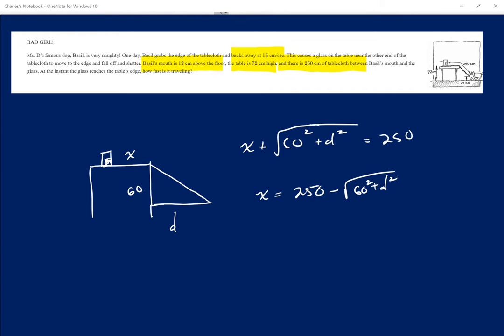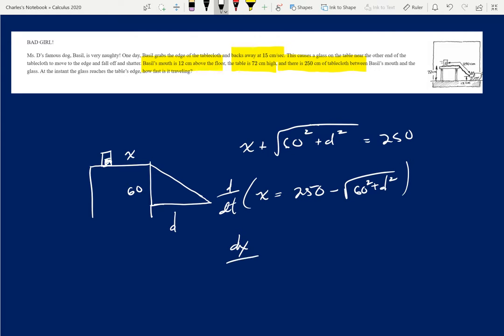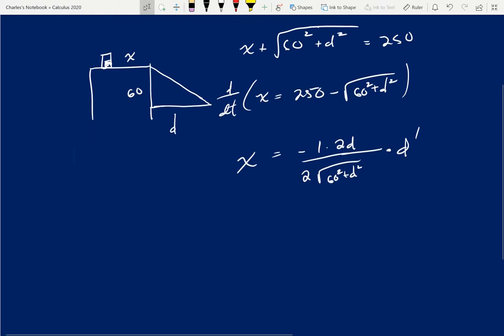Then I'm going to take the derivative of the whole thing with respect to t, so I get dx/dt is equal to, well, 250 is a constant, so the derivative of that is 0. So I'm going to get negative 1 over 2 square root of what's inside, 60 squared plus d squared, and on the top, I'm going to have a 2d, that's the derivative of what's inside. I'm also going to multiply this by dd/dt, or if you'd rather go with primes, which I'd rather, I'm just going to call that d prime.